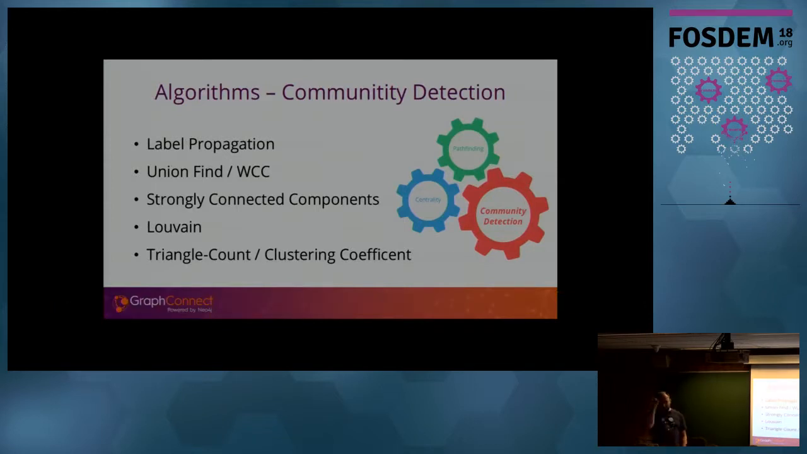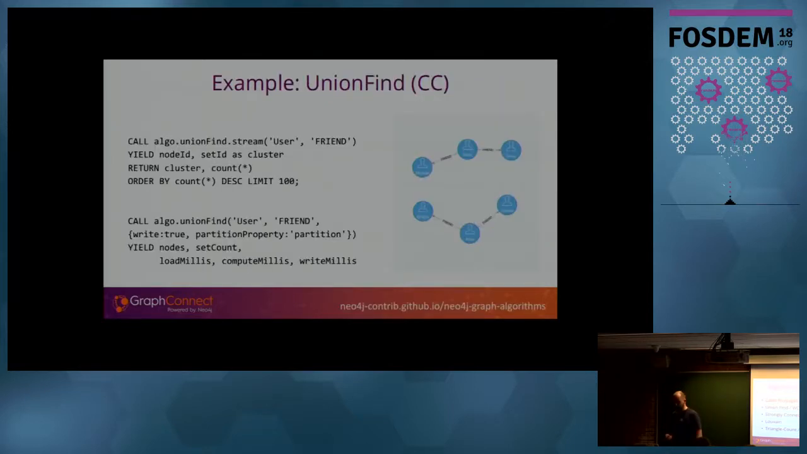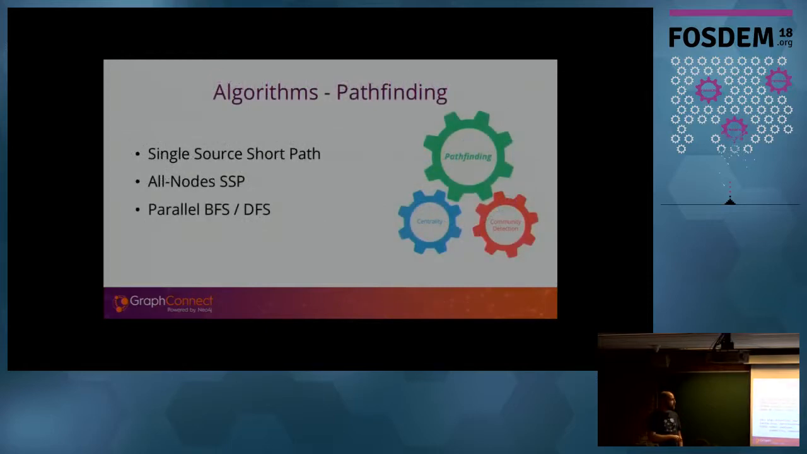So for community detection, we currently have label propagation, union-find, so weakly connected components, strongly connected components, Louvain, and we also added triangle counting, which is not really a community detection algorithm, which was quite interesting. And things that we want to look into going forward are something like Walktrap and Infomap as higher quality community detection algorithms. And here are examples again. These examples look similar, but in the demo section we will see how they work in detail.